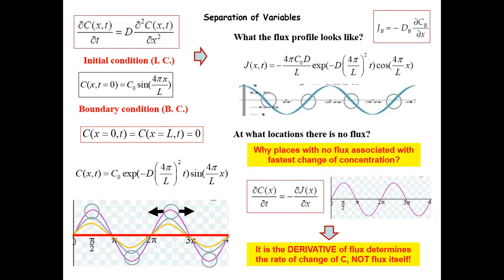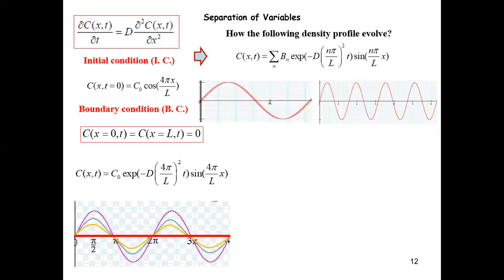Okay, let's move on. I think this is sufficient for the solution of the diffusion equation for this particular problem. Now let's look at some more interesting consequences of the solution.